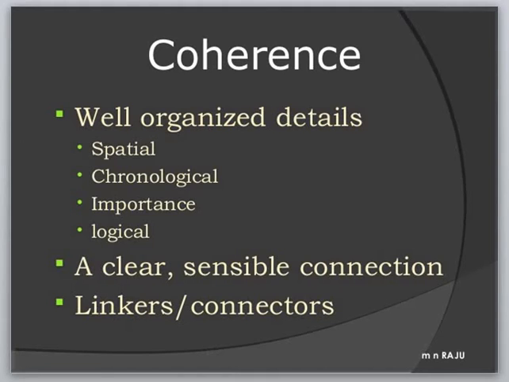So coherence means a clear, sensible connection, right? If you start from the end, because there are different types of writing paragraphs, if you are writing a narrative paragraph and you are telling the end of the story in the very start, and you are telling the start in the middle, and then you are talking about the middle and the end, then it means there is no sensible connection. So for clarity, it is very important to add the beginning, middle, and end.